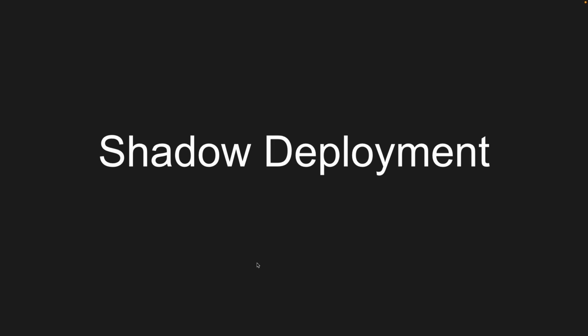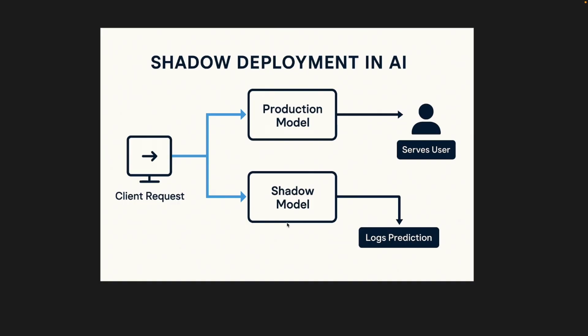In this video, we're going to look into how shadow deployment works. Shadow deployment is when you run a new AI model alongside your current production model to see which one is performing the best.